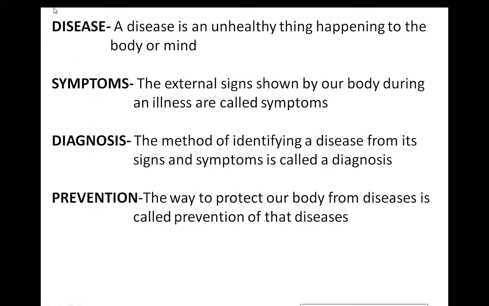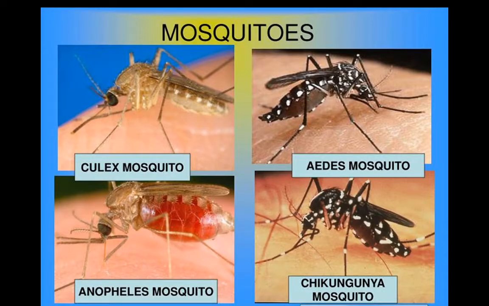and prevention. So diseases means the unhealthy things, then symptom means the external signs by our body. Diagnosis means what? The method where we can identify a disease, that is known as diagnosis, and the prevention means the way to protect our body from diseases. So this definition we have learned in the first session.